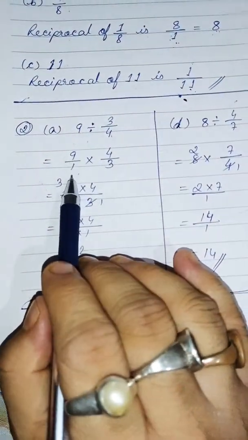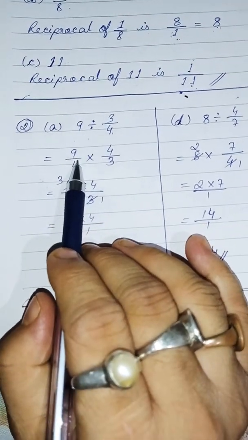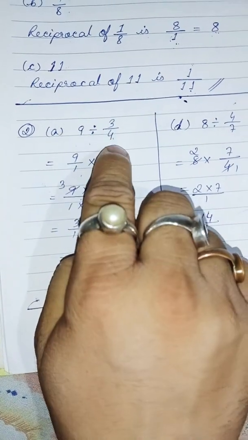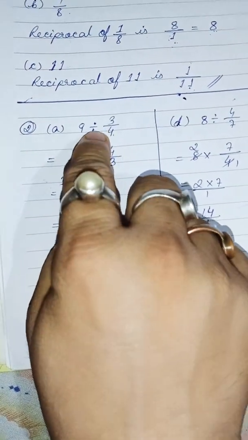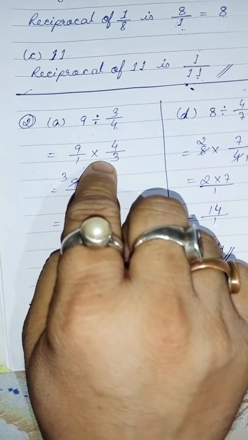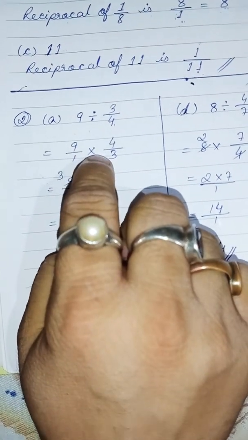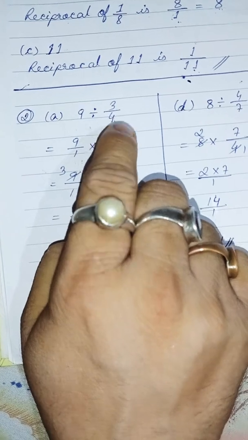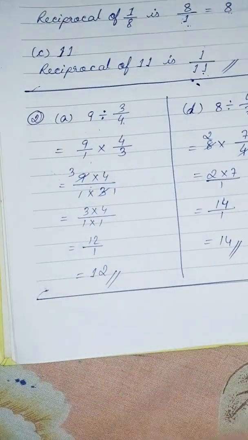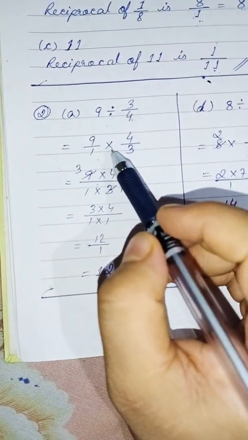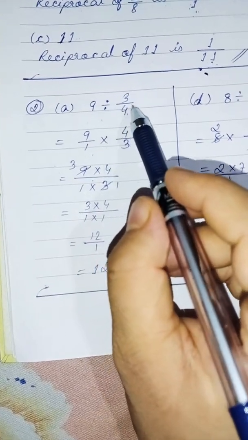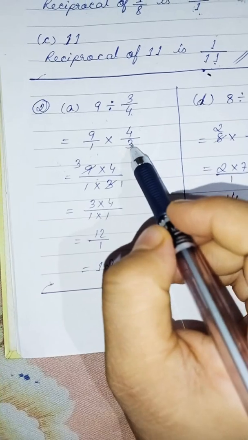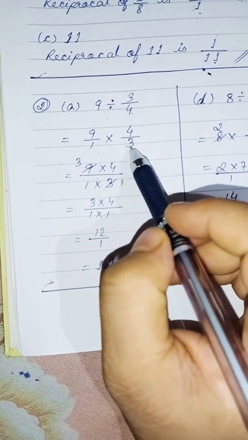9, you can simply write as 9, or if you want you can write it as 9 by 1. Now when we divide, we cannot divide straight away in this form. So what we do is we change the sign to multiplication, and when we change the sign to multiplication, the number after division, that is this one, will also get reversed. That means the reciprocal. Whenever we change the sign of division to multiplication, the number after division becomes its reciprocal. So the reciprocal of 3 by 4 will be 4 by 3.